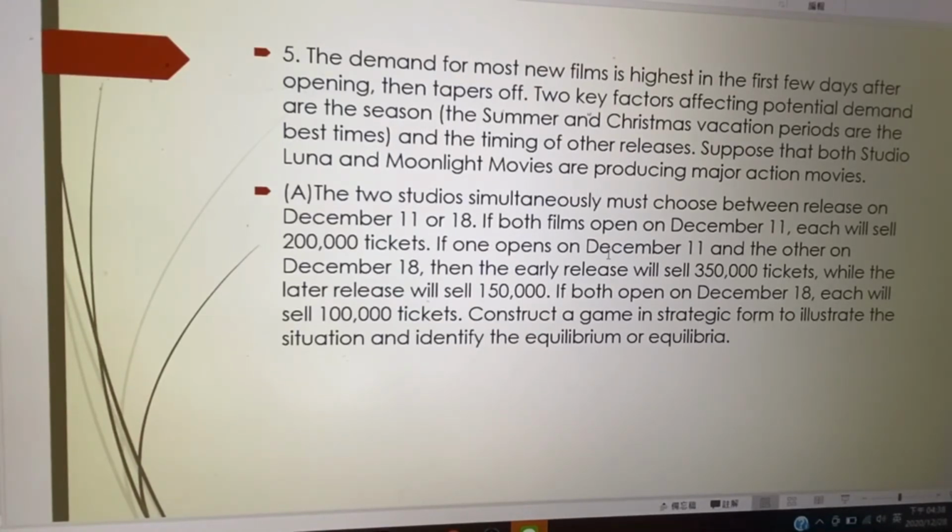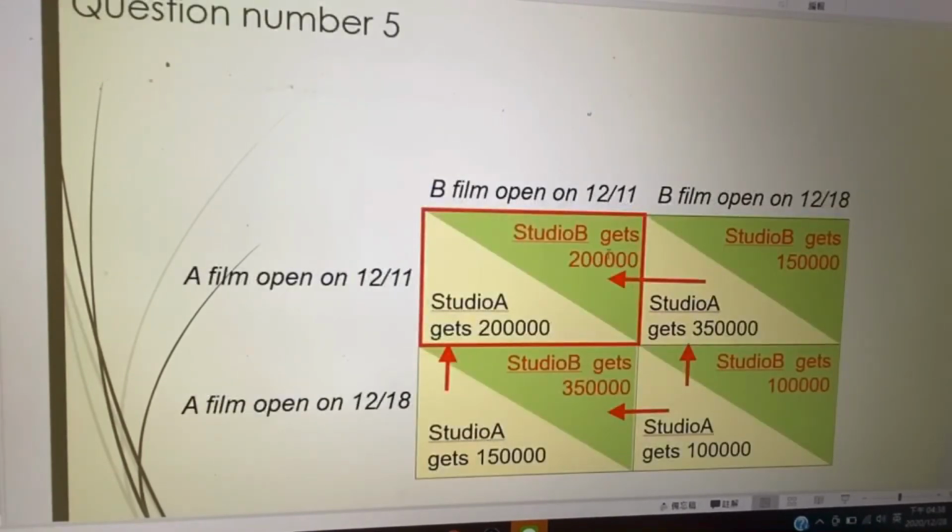If both films open on December 11, each will sell 200,000 tickets. If one opens on December 11 and the other on December 18, then the early release will sell 350,000 tickets, while the later release will sell 150,000. If both open on December 18, each will sell 100,000 tickets. Part A: construct a game in strategic form to illustrate the situation and identify the equilibrium or equilibria. So according to the net reaction, we can get this diagram.